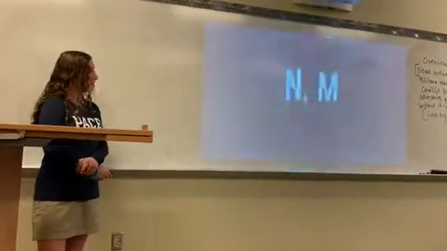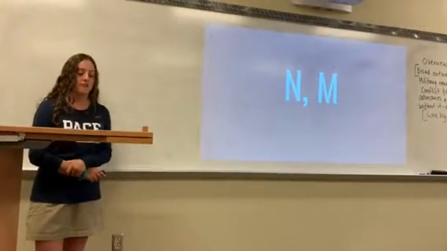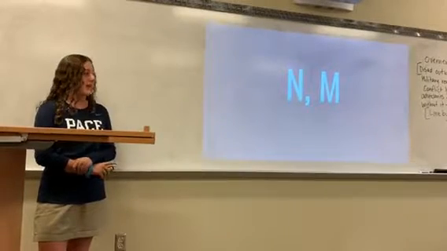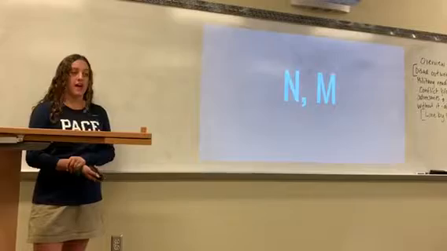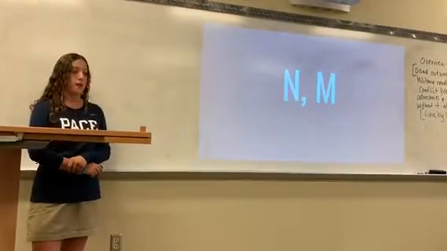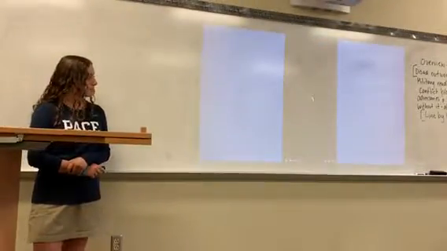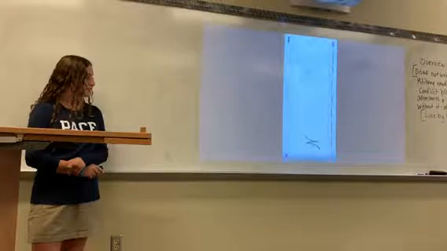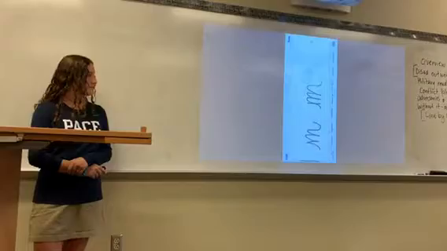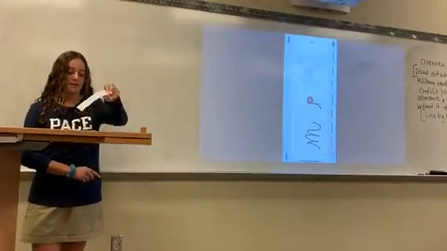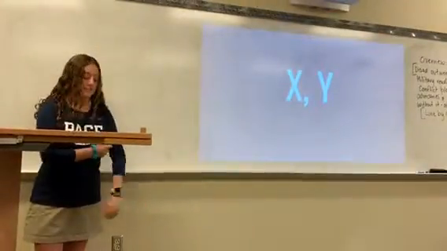The seventh group is N and M. This might be the easiest group because all you have to remember is that you're going to add one more hump than you would to the letter in print. So the N will have two humps and the M will have three humps. The last group is X and Z.